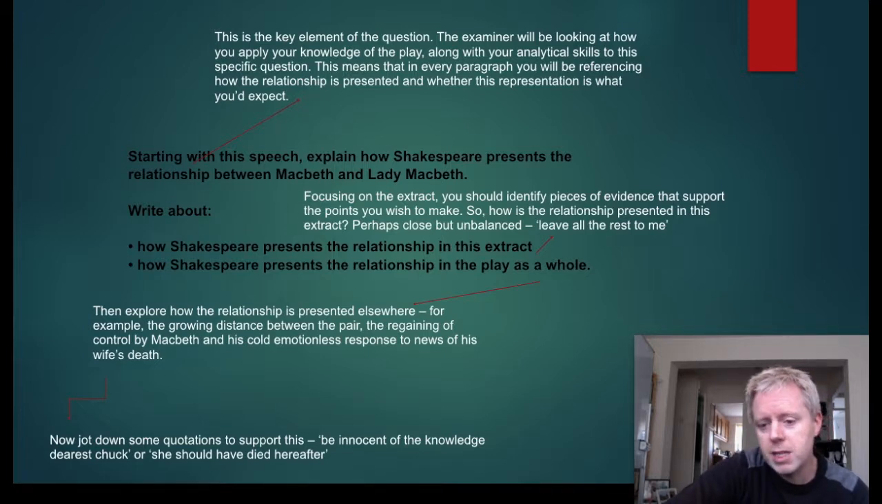And then when he's informed of his wife's death, he simply says, "She should have died hereafter." Now, a couple of interpretations to that. One is that it's an inconvenient time for her to have died, or two, well, we all have to die sometime. Either interpretation reflects poorly on Macbeth, paints him as quite a cold individual, and their relationship is lacking any warmth whatsoever. He seems distinctly unmoved by news of her death.